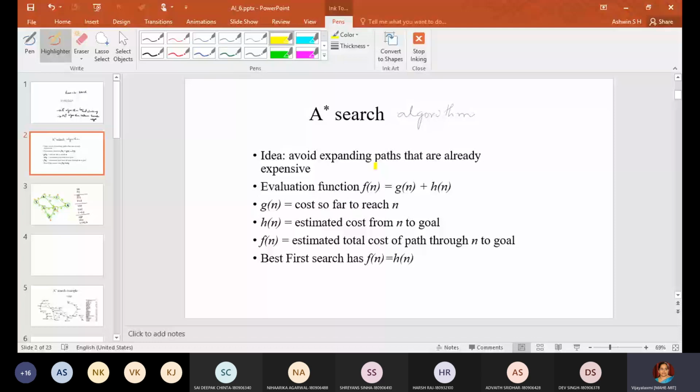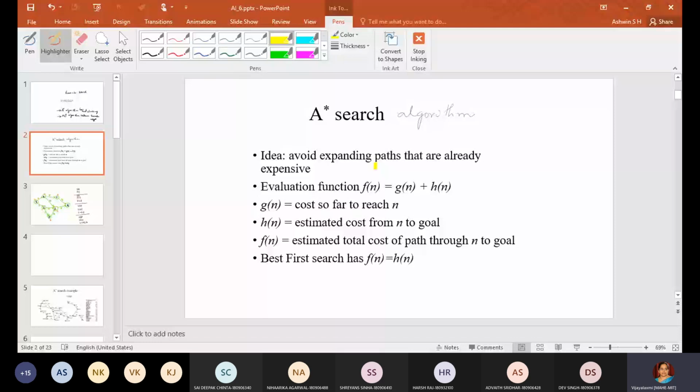So at each and every step, you have to analyze this. You have to find out the evaluation function f of n, calculate f of n, and proceed. So what is this g of n and h of n? g of n is the cost so far to reach n. Okay, I'll give an example.